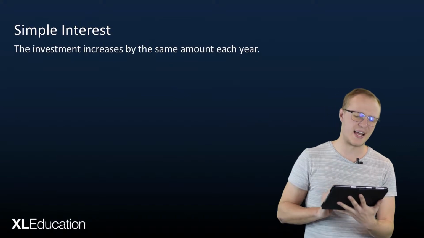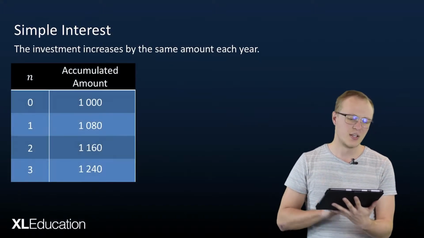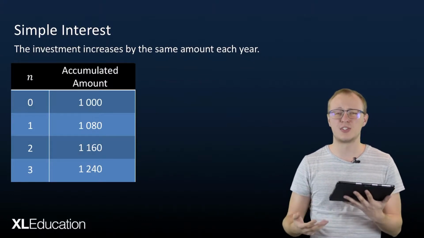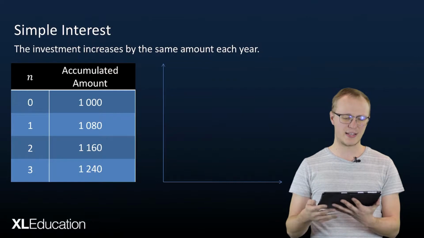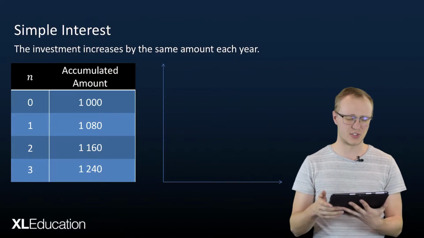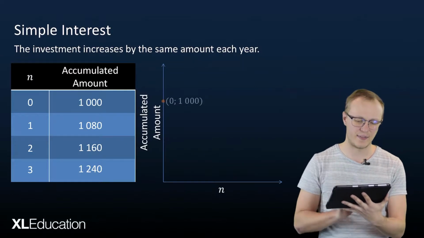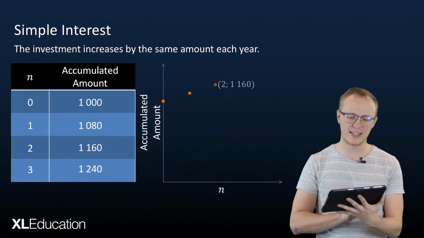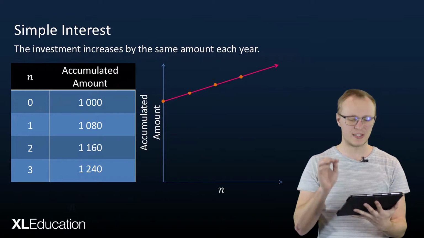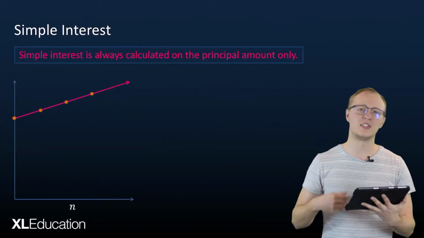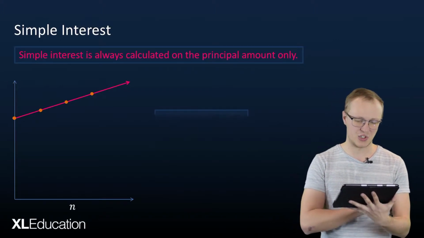So we understand that the investment increases by the same amount each year. So if we are going to put this on a graph where N is the time period and the accumulated amount is going to be on the y-axis, we will see that we actually end up with a linear trend. So simple interest will always grow linearly because you increase by the same amount each year.